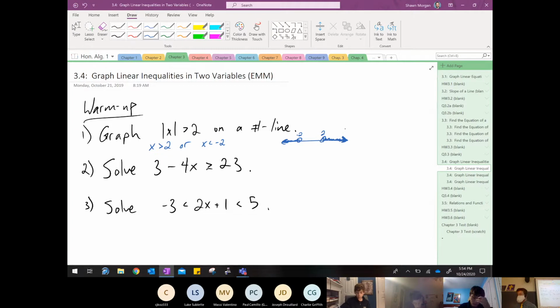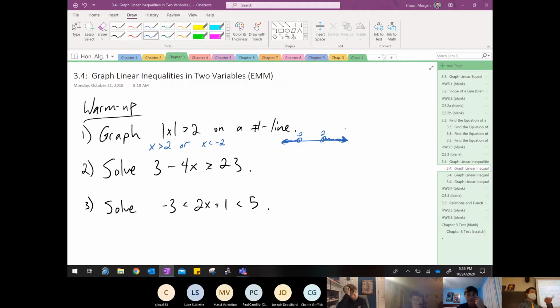Okay, so warm-ups are meant to accomplish 2 things. They're meant to keep fresh in our mind those things that we've already learned, and they're also meant to prepare us for some new things that we're going to learn today. And so if you have already forgotten about your absolute value inequality, go back to probably about section 2.5, 2.6, somewhere in there, maybe 2.7, and look back through your notes.